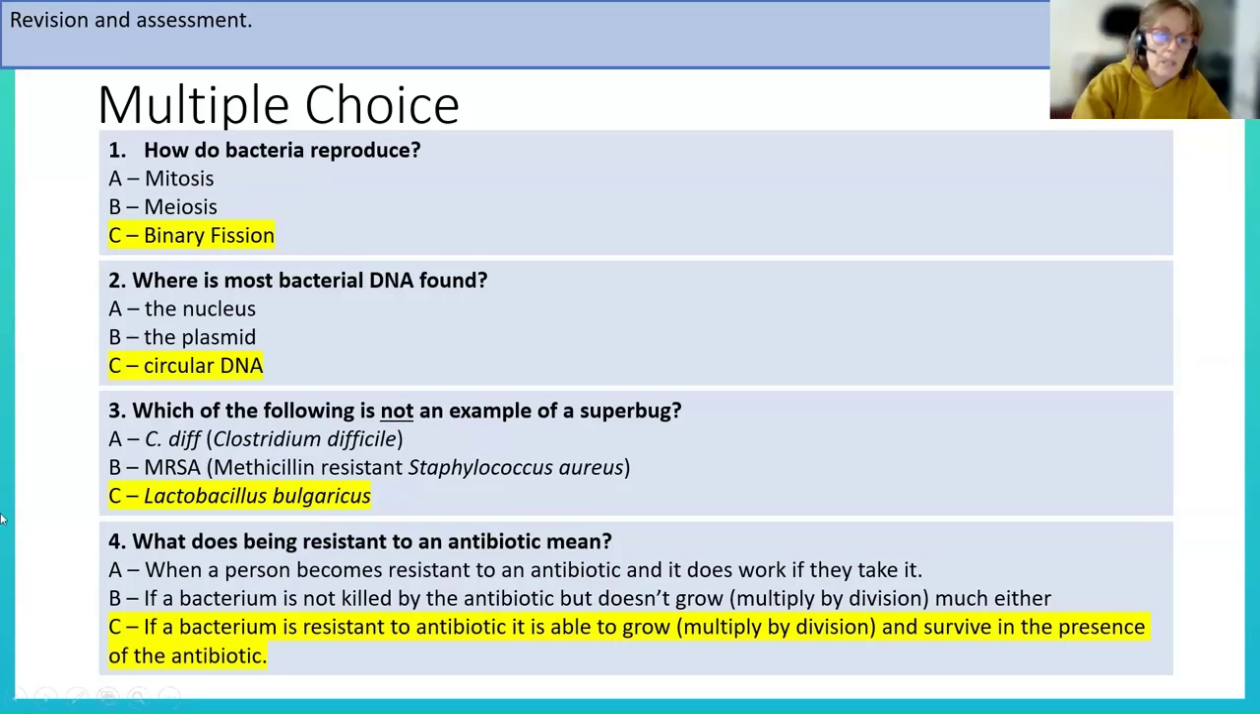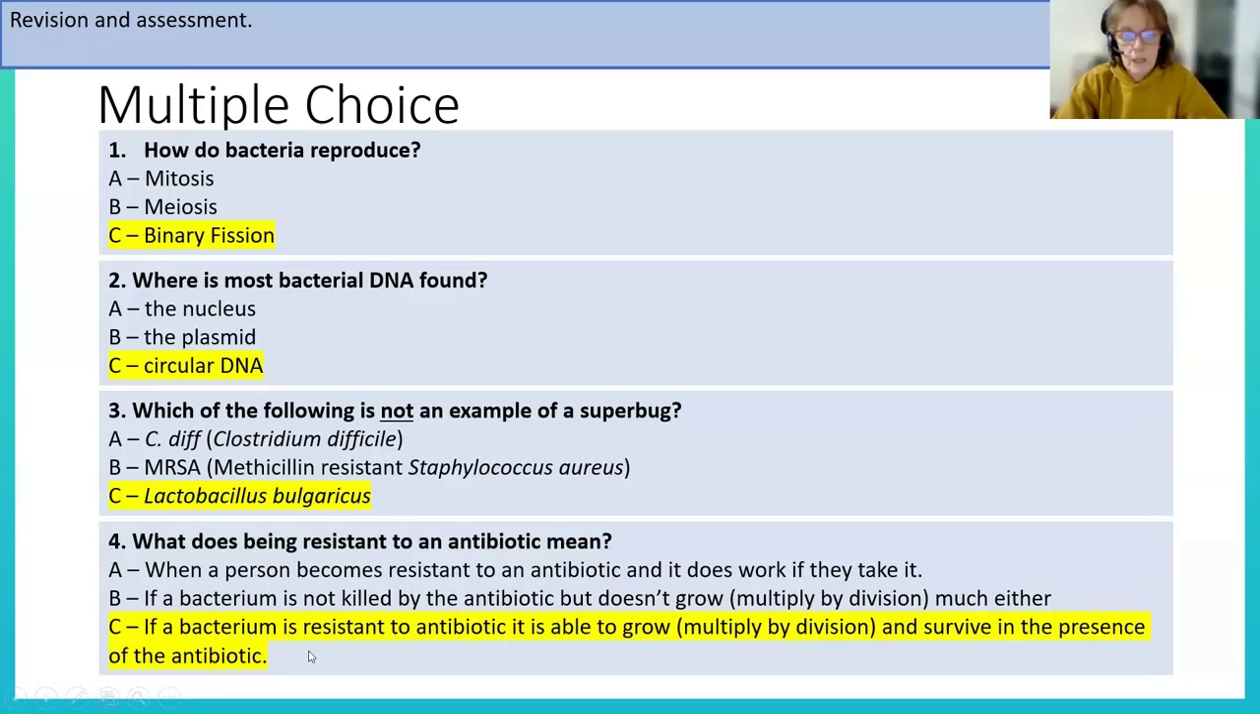That one there, Lactobacillus bulgaricus, is actually not even a pathogen. That's quite a useful bacterium for us. We use that to make yogurt and cheese and stuff. It's the lacto bit. Think of lactose intolerant. Lactose is the sugar in milk. So Lactobacillus bulgaricus is used in yogurt production. So that's a useful bacterium.